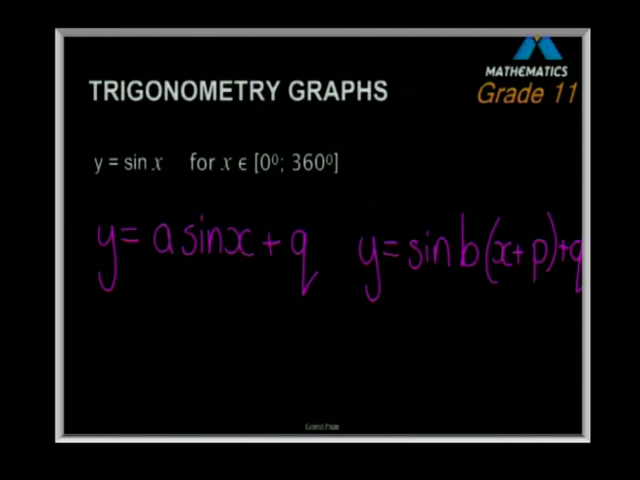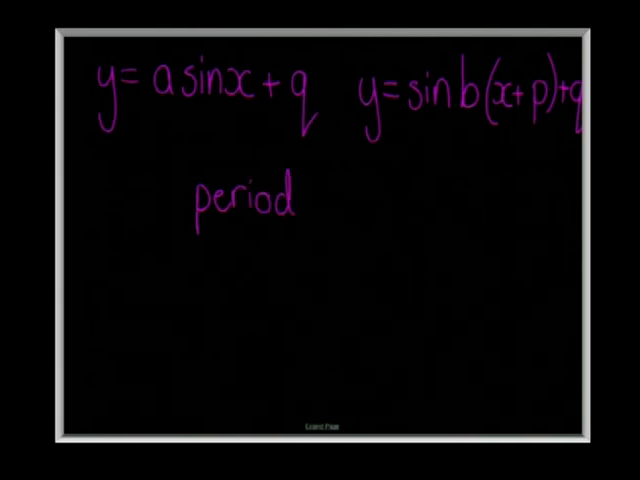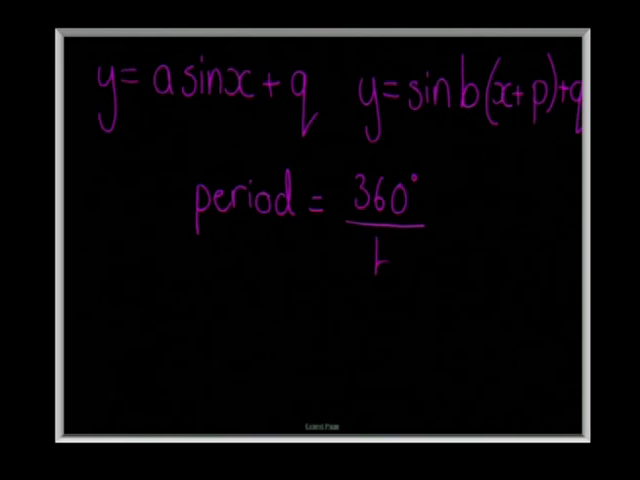Now b has a lot to do with the period of the function. A normal sine function will have a period of 360 degrees. However, if we introduce a value in front of x, it means that we're going to divide the period by b to get the new period. The p will move it from left to right, and remember, whatever we do, the opposite happens. So if we are adding 30 degrees, we're actually going to move backwards 30 degrees.